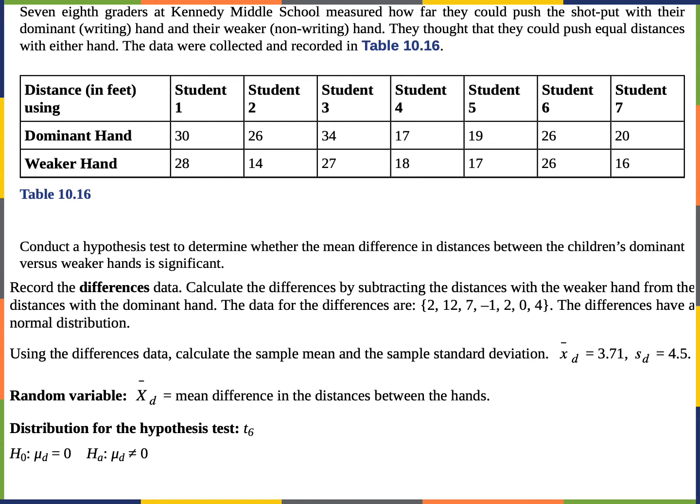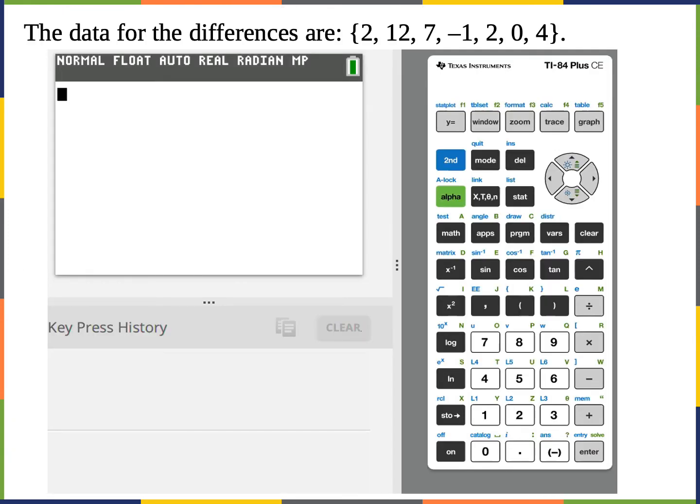And then what are our null and alternative hypotheses? The null hypothesis is that it's equal either way. If they are equal, that means there's no difference, so the difference would be 0. They're testing to see if they could push equal distances, and the alternative is that they can't. So we assume that they can and see what happens. Let's plug this into our calculator.